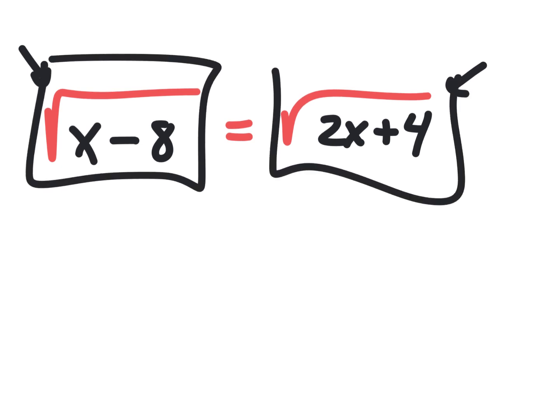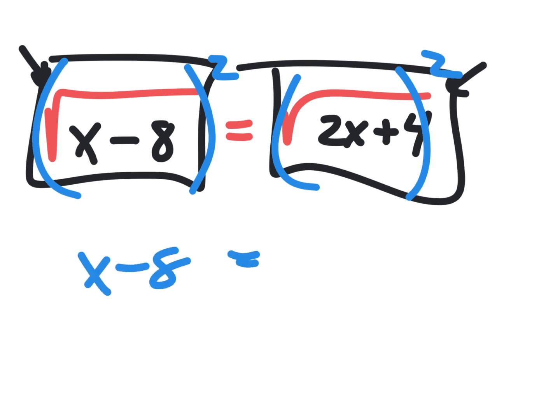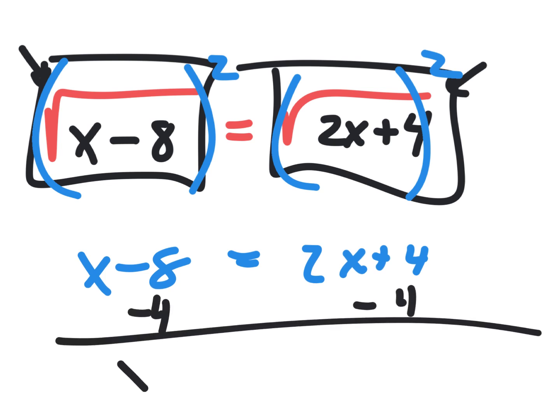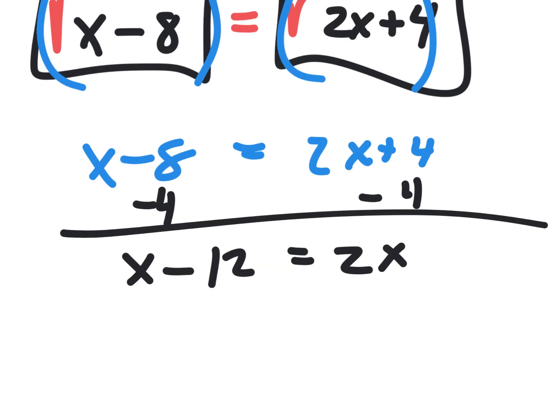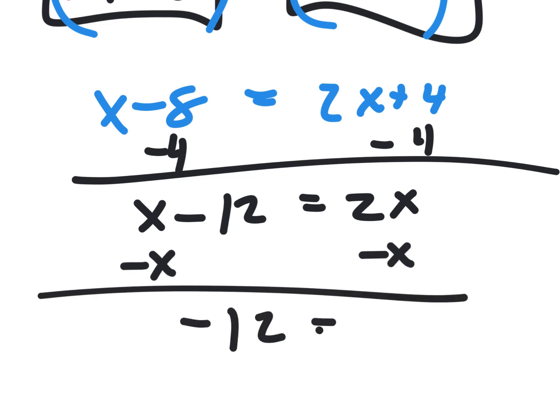This kind often gives you an answer that is called extraneous. It means it looks like it works, but it doesn't actually work. I'm squaring both sides and I get x minus 8, 2x plus 4. Now I'm going to subtract 4 from both sides. Did I have to do that first? No. And in fact, there might have been a smarter way. This will work. Now I'm going to subtract an x from both sides, and I get negative 12 is equal to x. So x is negative 12. Did you guys get that too? All right. Is that a working answer?